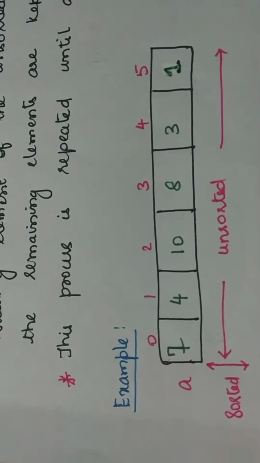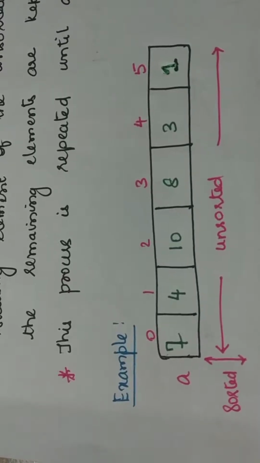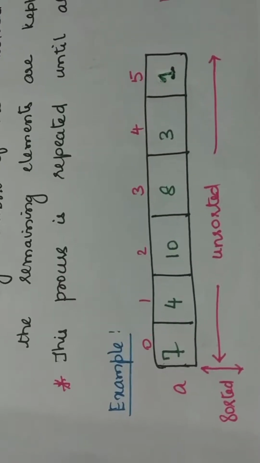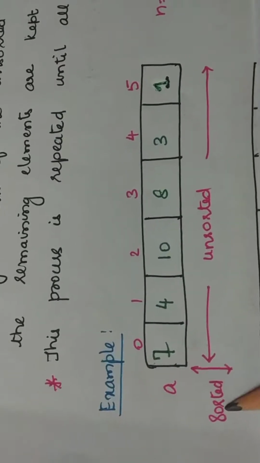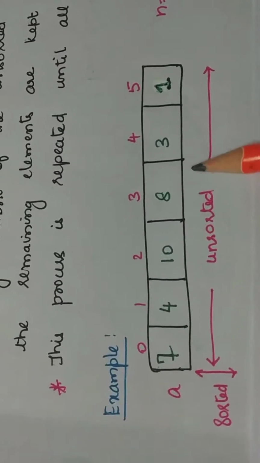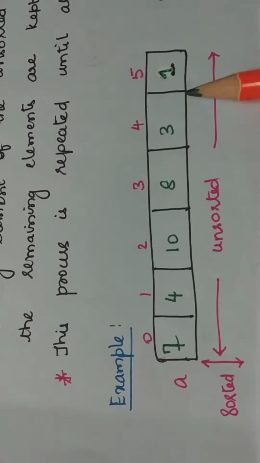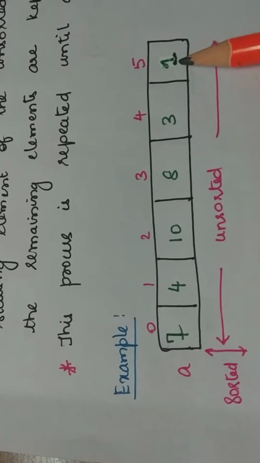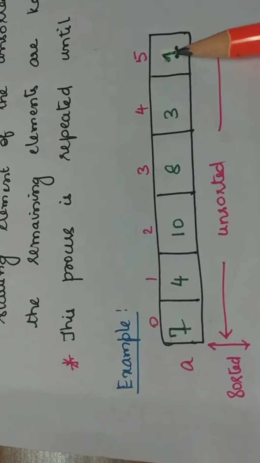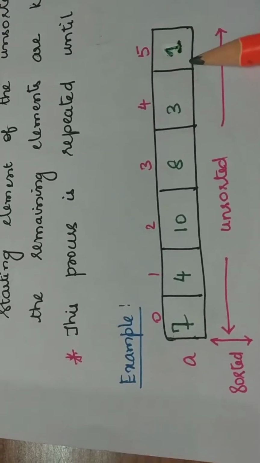Let's take an example, an array A which has 6 elements. The elements are 7, 4, 10, 8, 3 and 1. Initially our sorted list doesn't have any element, and all the elements are in the unsorted subarray. Now we need to find the minimum element, which can be found the general way. So what is the minimum element? The first starting element is 7 and the minimum element is 1.